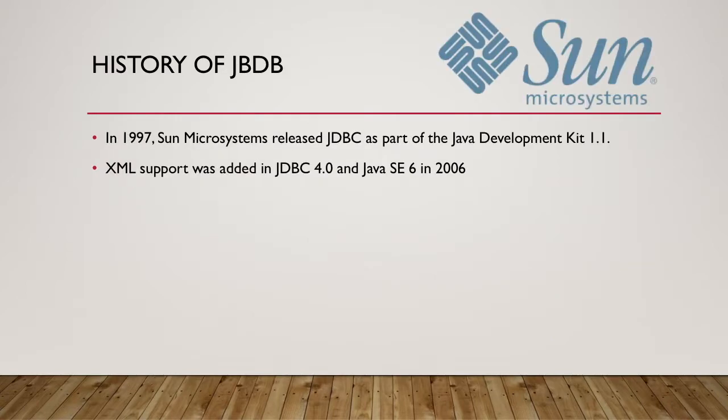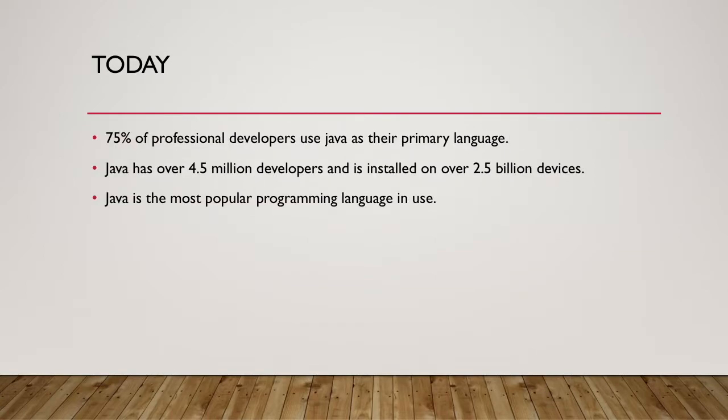And some history of JDBC. In 1997, Sun Microsystems released JDBC as part of the Java Development Kit 1.1. One of the major updates to JDBC was adding XML support, which was added in JDBC 4.0 along with Java SE 6 in 2006.